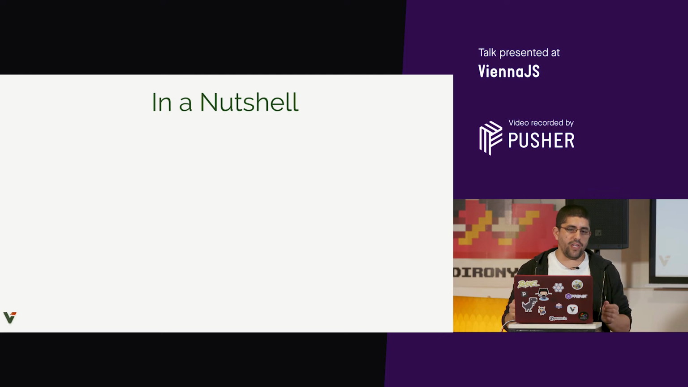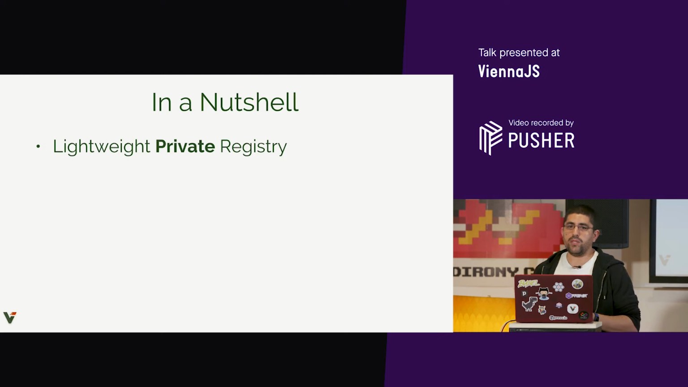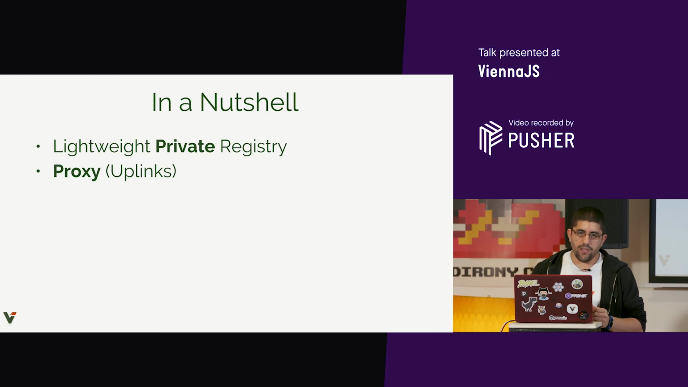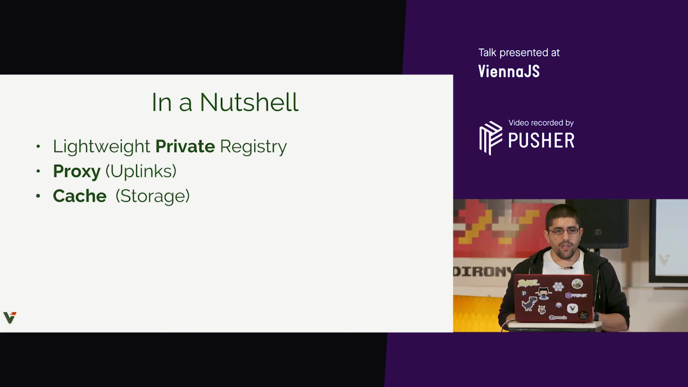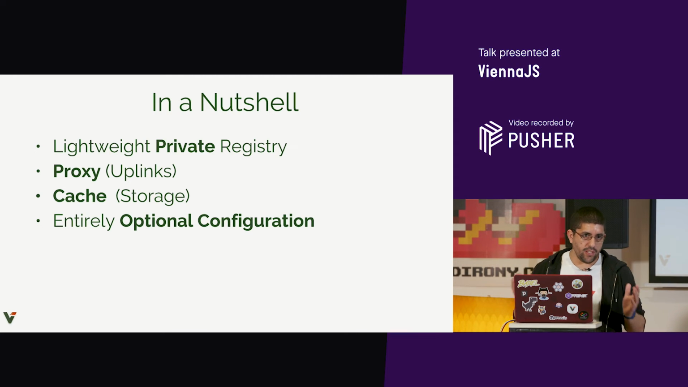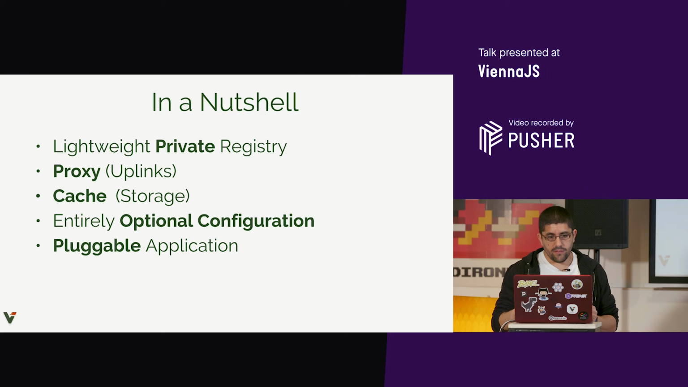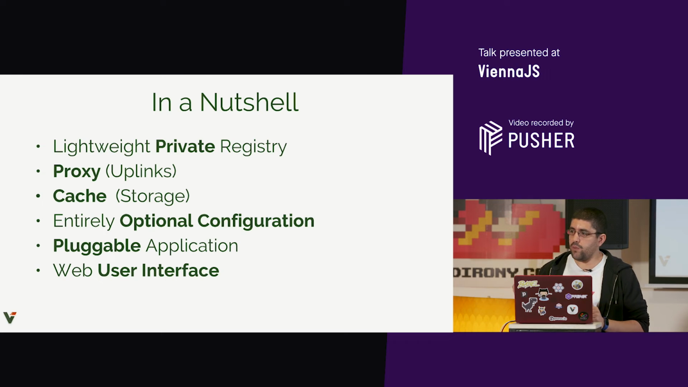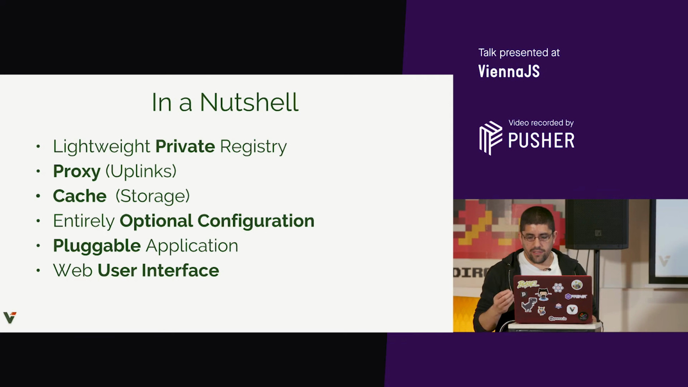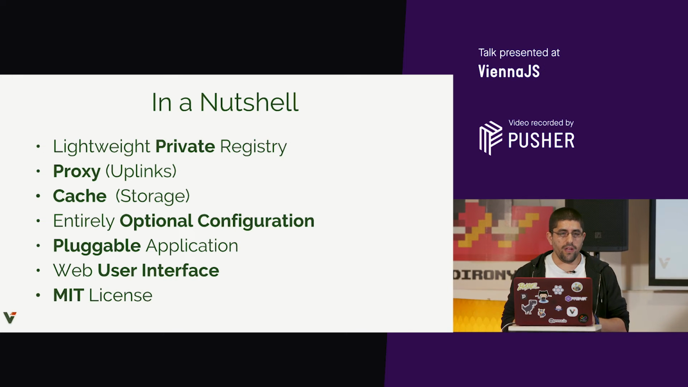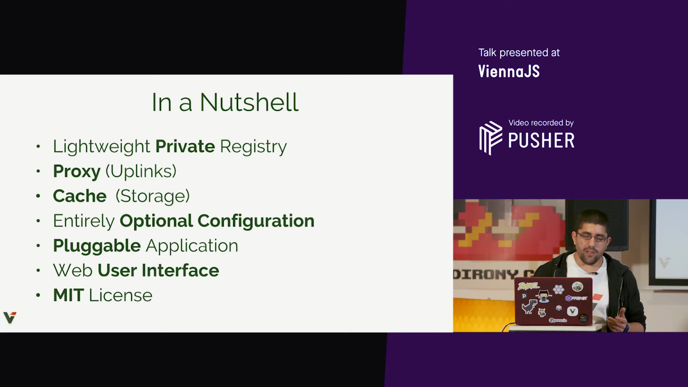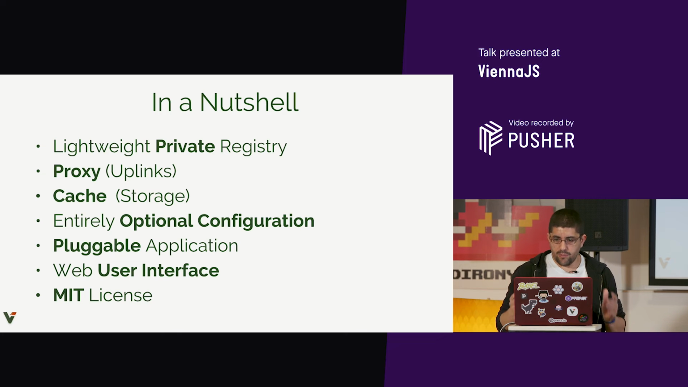So what's Verdaccio in a nutshell? Verdaccio is a lightweight private registry. It has a proxy. It caches packages. The configuration is optional. It has plugins, a lot of them. We have a web user interface integrated in the project already. And the most important thing is the MIT license. So if you want to use it in your company or you want to contribute, this license is very affordable.